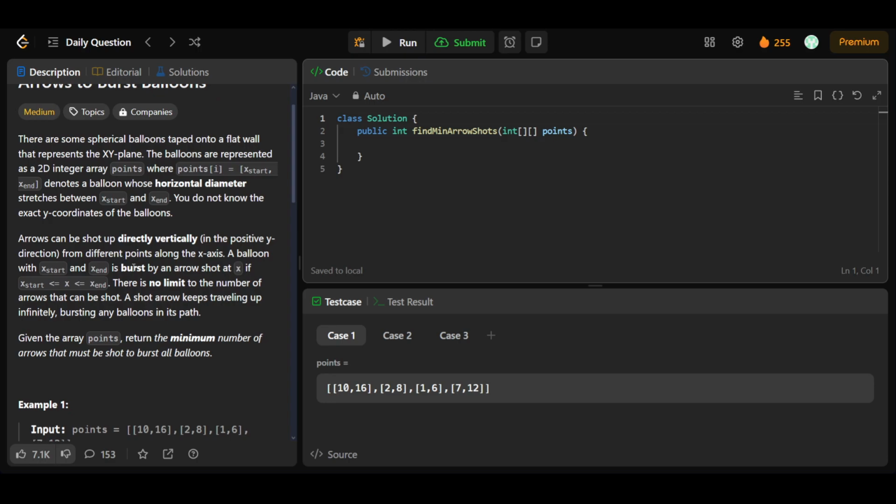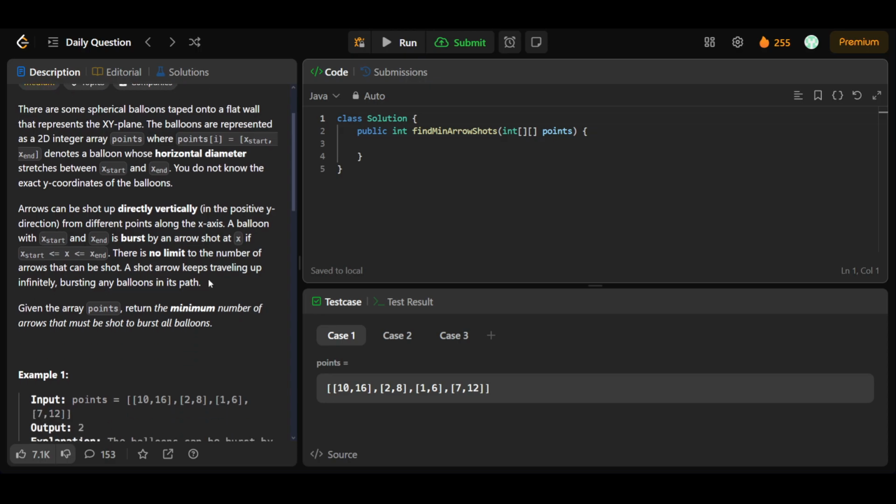And the arrows can be shot directly vertically only, that means in the positive y direction. A balloon with x start and x end is burst by an arrow shot at x if x is greater than or equal to x start and less than or equal to x end, and there is no limit to the number of arrows that can be shot. A shot arrow keeps traveling infinitely, bursting any balloons in its path.